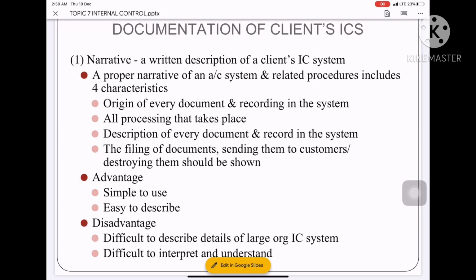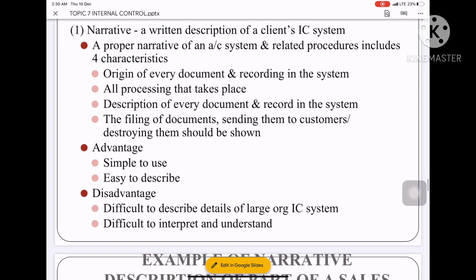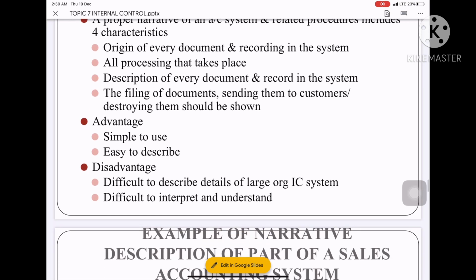Alright, the advantage of using narrative is that it is simple to use and easy to describe, but it also has a few disadvantages. Number one, it is difficult to describe details in a large organization's internal control system. So when the client company is too large and the system is too complex, it is quite difficult to explain, and then difficult to interpret and understand.